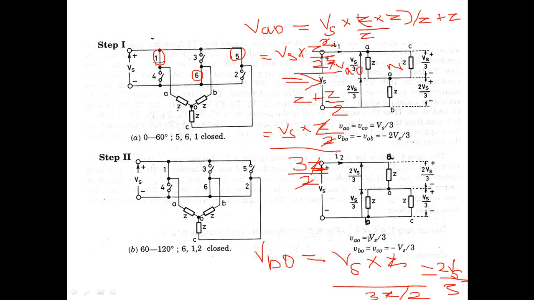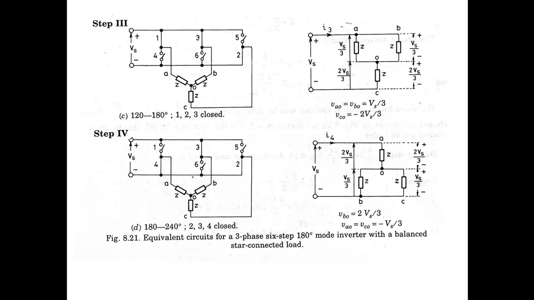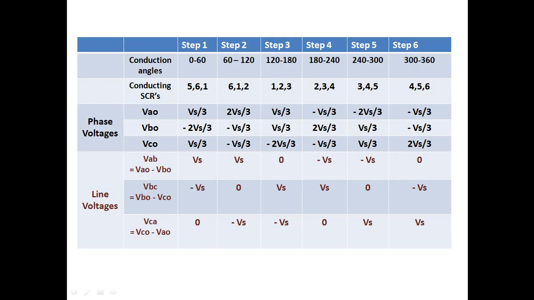So Va0 will be equal to Vc0, so that will be equal to Vs by 3, and Vb0 will be equal to 2Vs by 3, and it is connected to negative, so that it will be minus 2Vs by 3. Similarly, for all the steps we can calculate the voltages. So for 6 steps we can calculate, finally we will get the voltage like this. So Va0 will be, for the first step, Vs by 3, 2Vs by 3, again Vs by 3, then negative, that is minus Vs by 3, minus 2Vs by 3 and minus Vs by 3.